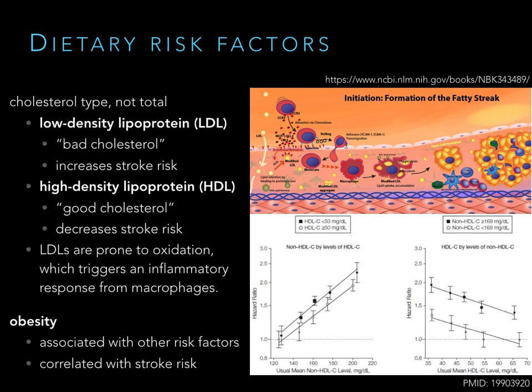So by simply modifying what you eat, you can adjust your stroke risk factor. So obviously consuming foods that are lower in LDLs is going to translate to a lower risk factor of stroke, and consuming foods that have higher levels of HDLs will lower your risk factor.